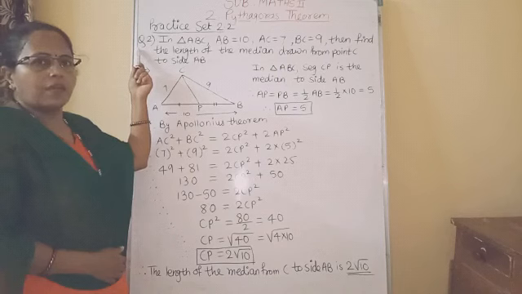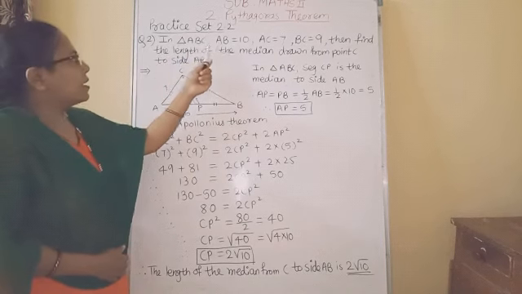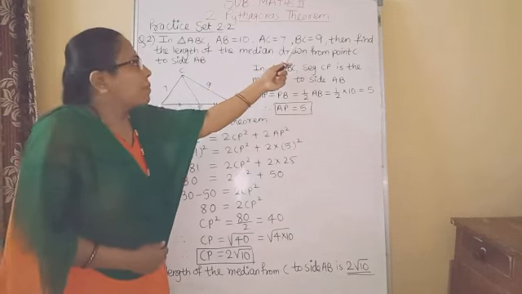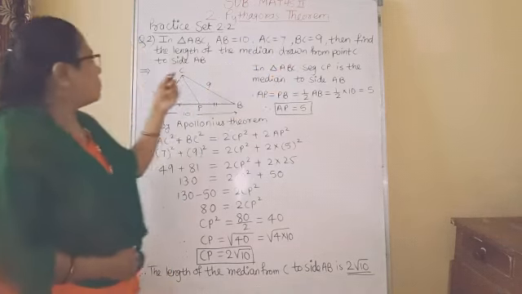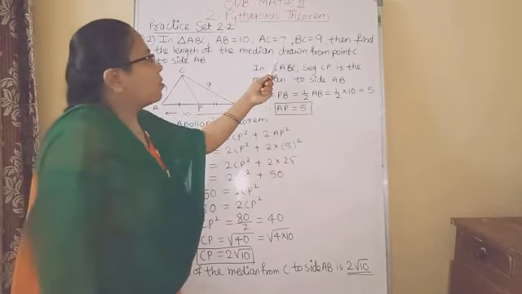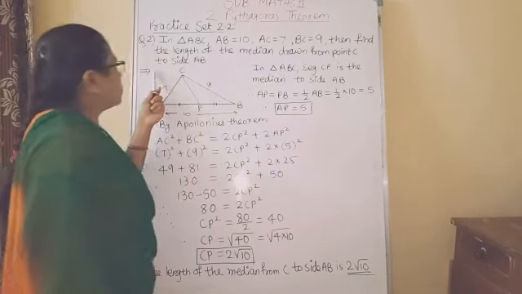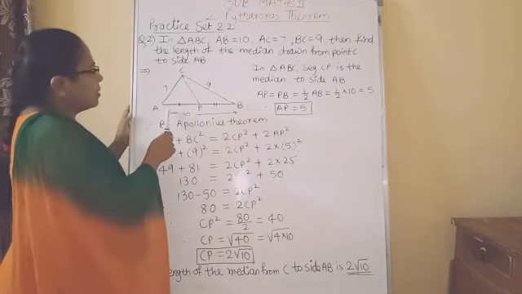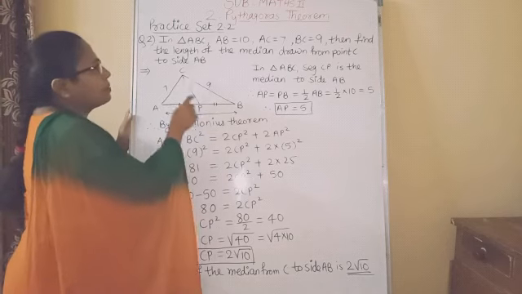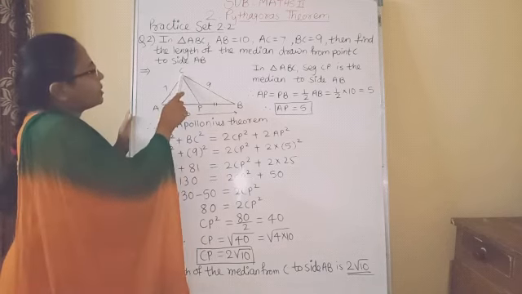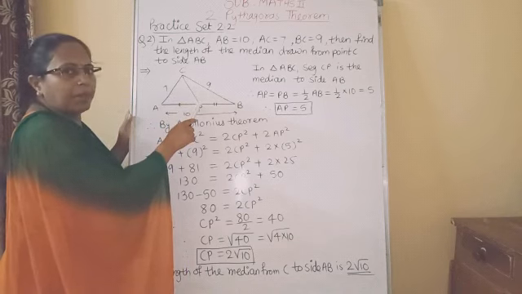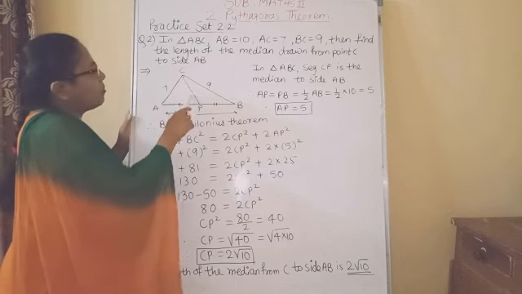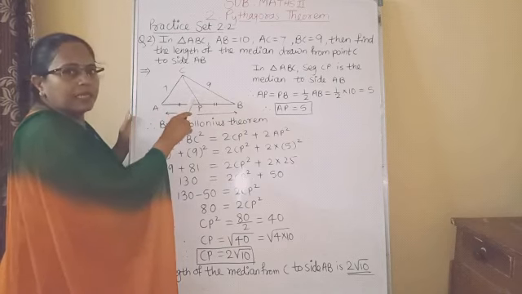Now second question. In triangle ABC, AB equal to 10, AC equal to 7, BC equal to 9, then find the length of the median drawn from point C to side AB. So according to this given part, we will draw the figure. We will draw triangle ABC. Then from this point C, we will draw a median on side AB. We will give name P. CP is the median. So we have to find out the length of this segment CP.